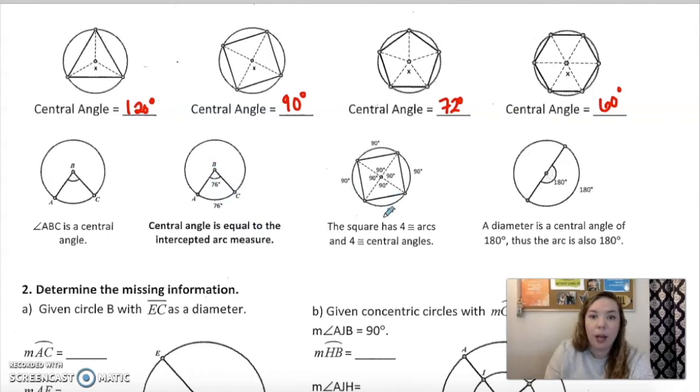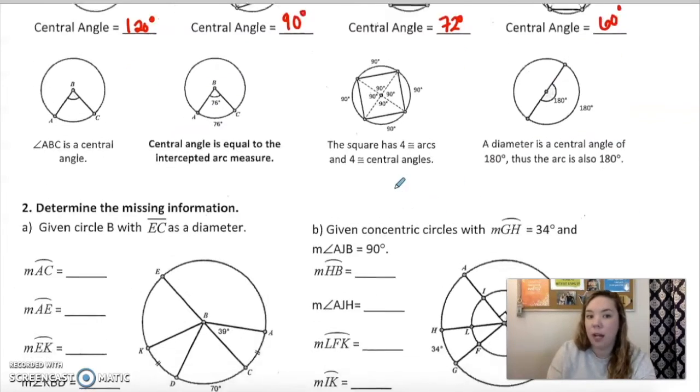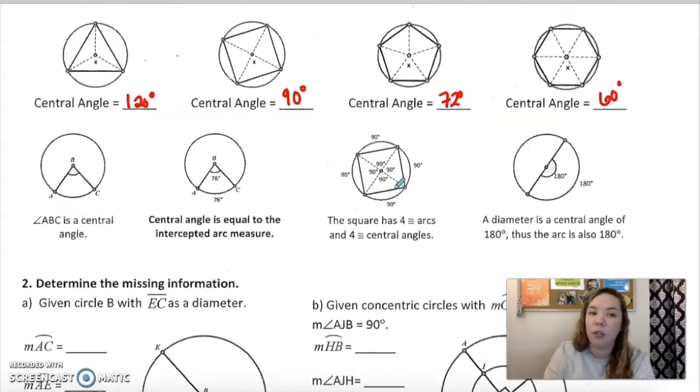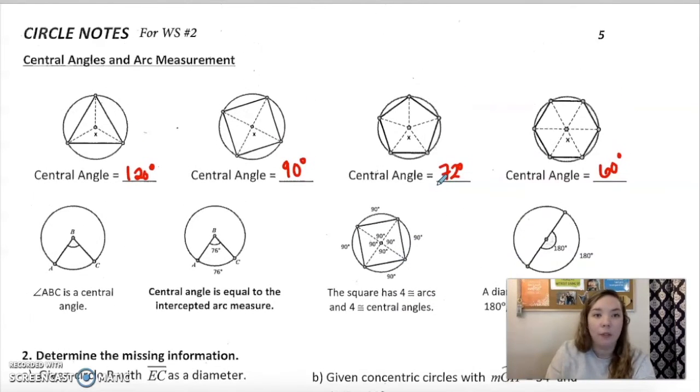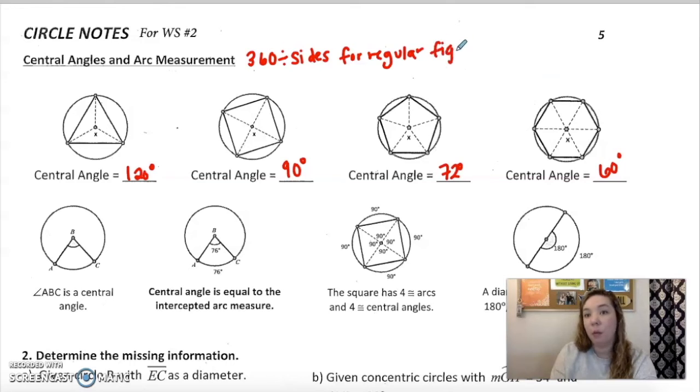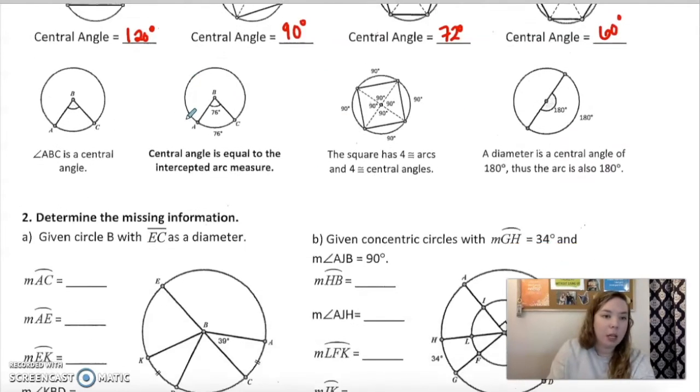And then here we have 4 congruent arcs, so we have 4 congruent central angles. And then a diameter is a central angle of 180. That's the arc should also be 180 if they're asking for the arc measure. So we have to remember also that arc measure and arc length are 2 different things. Up here, I'm going to add divided by the number of sides for regular figures. So we were assuming on these 4 that they were regular, meaning their side lengths were the same length.